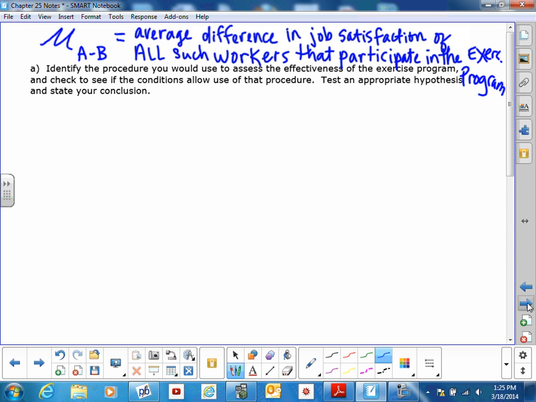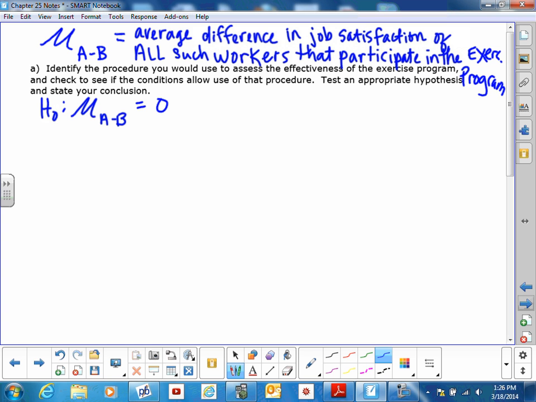Now we're going to do the hypothesis statements. So, the average of the difference. What would that look like in null hypothesis form? That would mean nothing's happening. That would mean that the average of the differences is 0. Good. That means some are above, some are below, but overall, on average, no change.